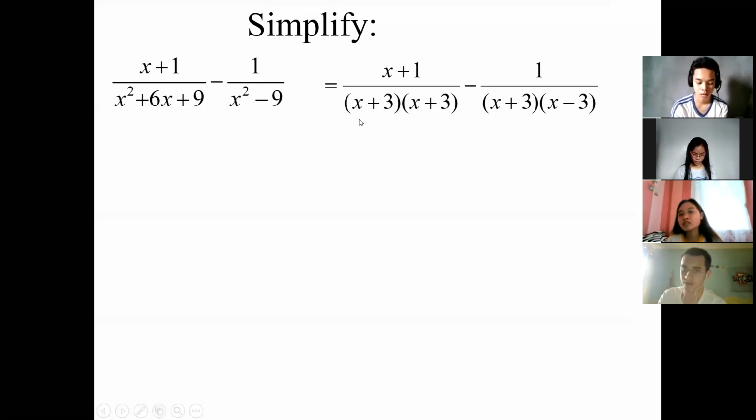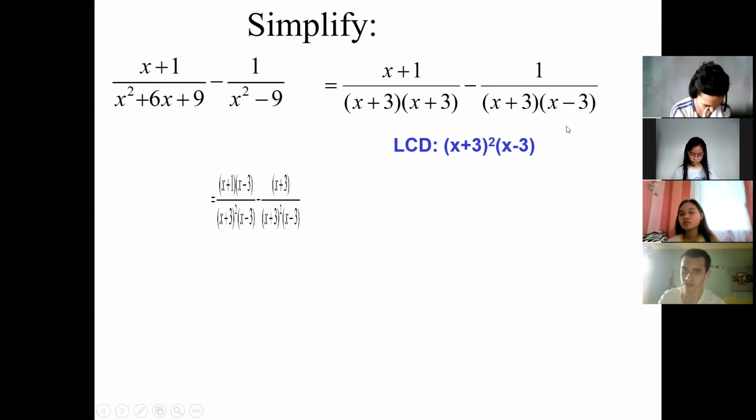Meron dito na wala dito, meron dito na wala dito. The LCD then would be the 2x plus 3 and 1x minus 1, or x minus 3. Okay? You can expand this as x plus 3, x plus 3. Please don't be confused. So the 2x plus 3 and 1x minus 3.